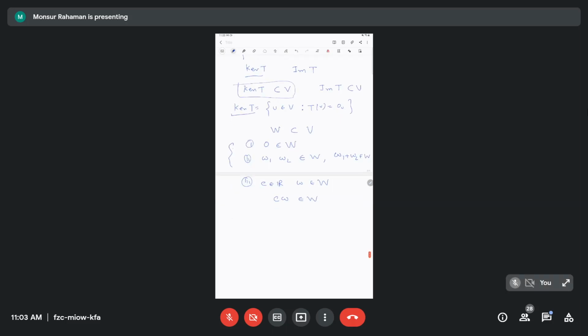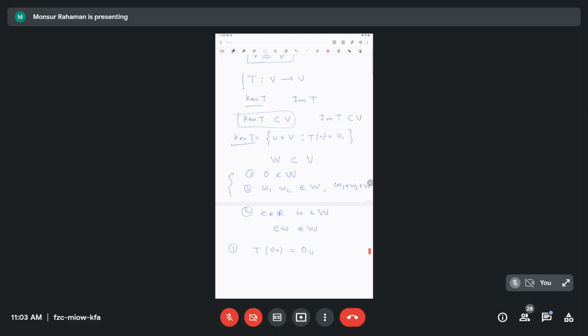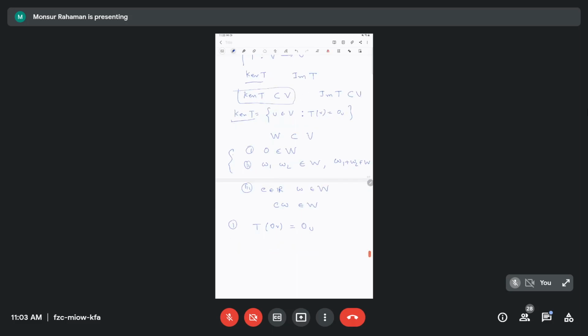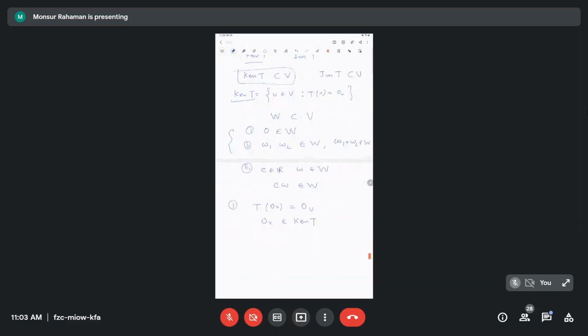So obviously the first one holds, because T sends the 0 vector to 0; otherwise it will not be a linear transformation. If it does not send the 0 vector to 0, it will not be a linear transformation. So that's why, because 0v is also giving 0, this 0v is in ker T. First condition is proved.